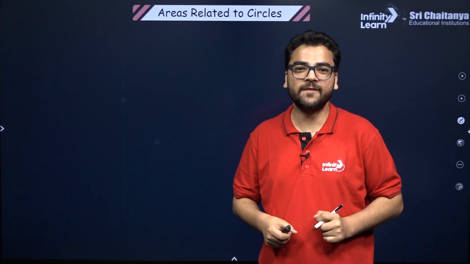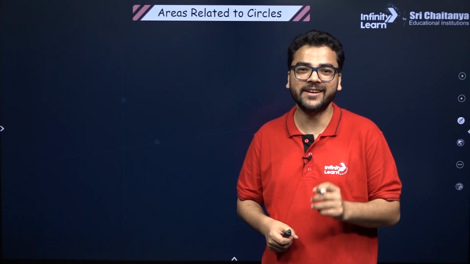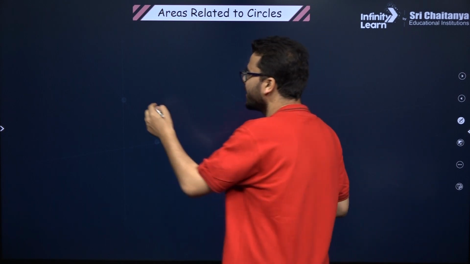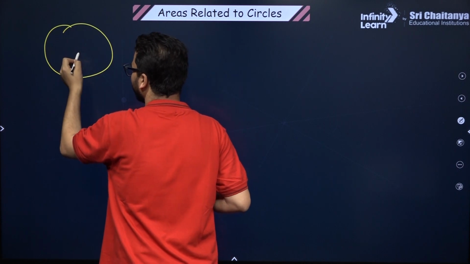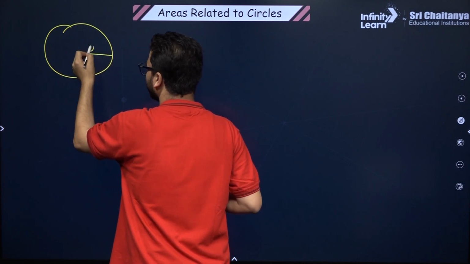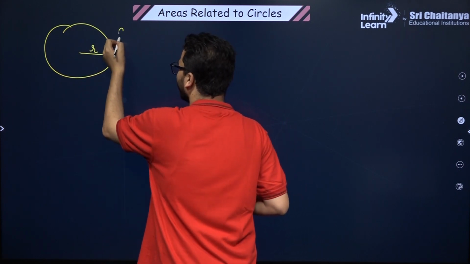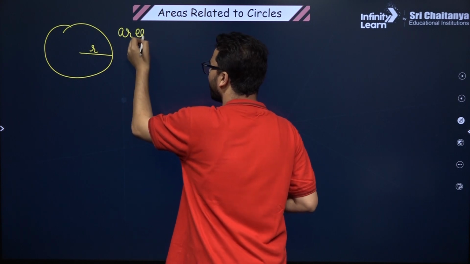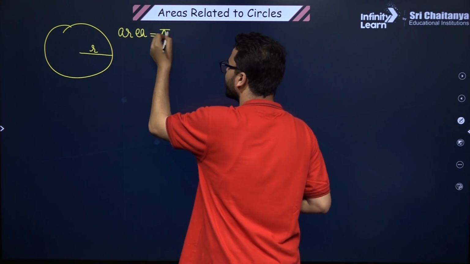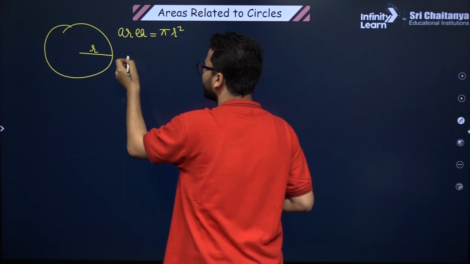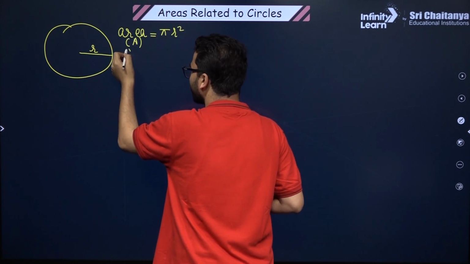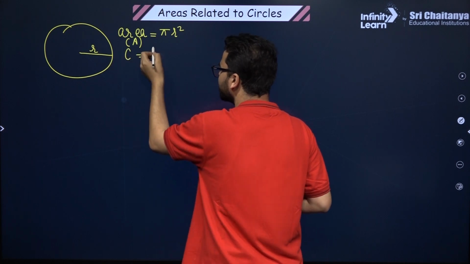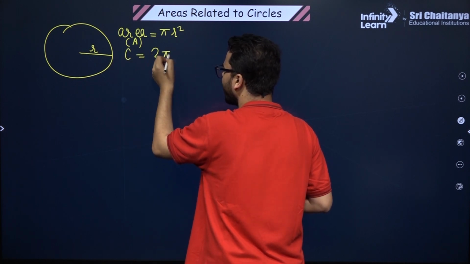Now we are going to see formulae in areas related to circles. So the very first thing is, if you have got a circle guys, and if its radius is r, what is its area? Area of a circle is pi r square, square units obviously, right? Area I am writing in short as A, and perimeter is circumference of the circle, I am writing in short as C, that is 2 pi r.